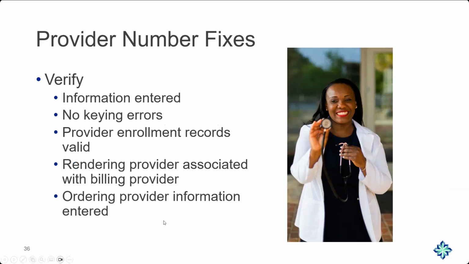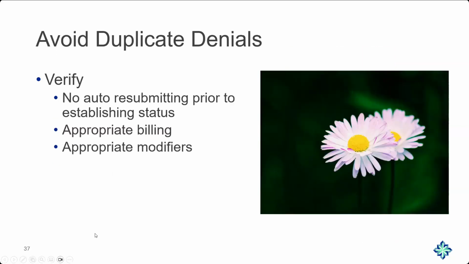Provider number fixes, you know, make certain you're keying these correctly, make certain you're putting this on the claim, that your enrollment records are valid and up to date, make certain you're associating a billing provider with a rendering provider, and that ordering provider information is entered correctly on a claim.